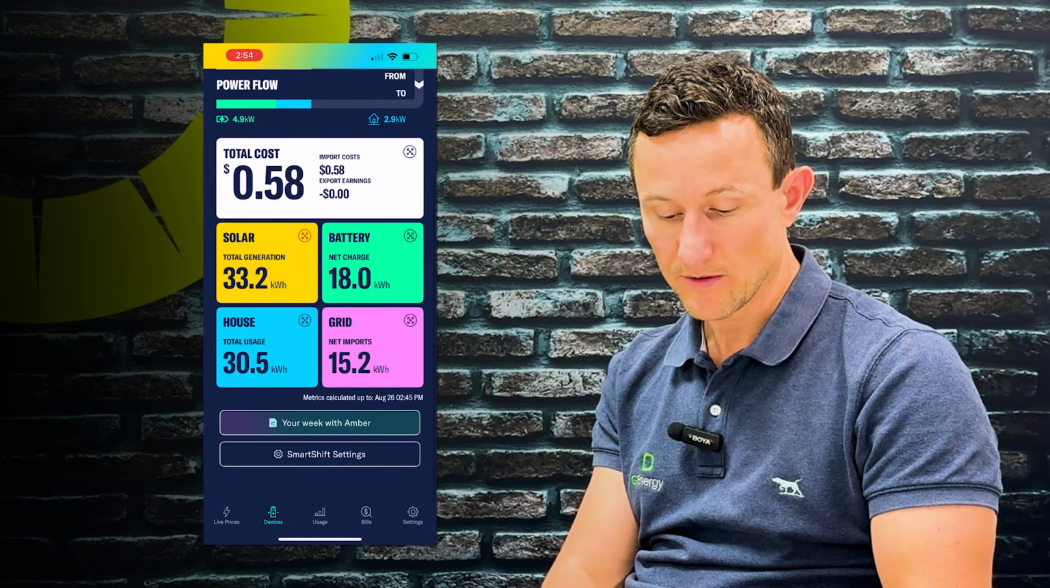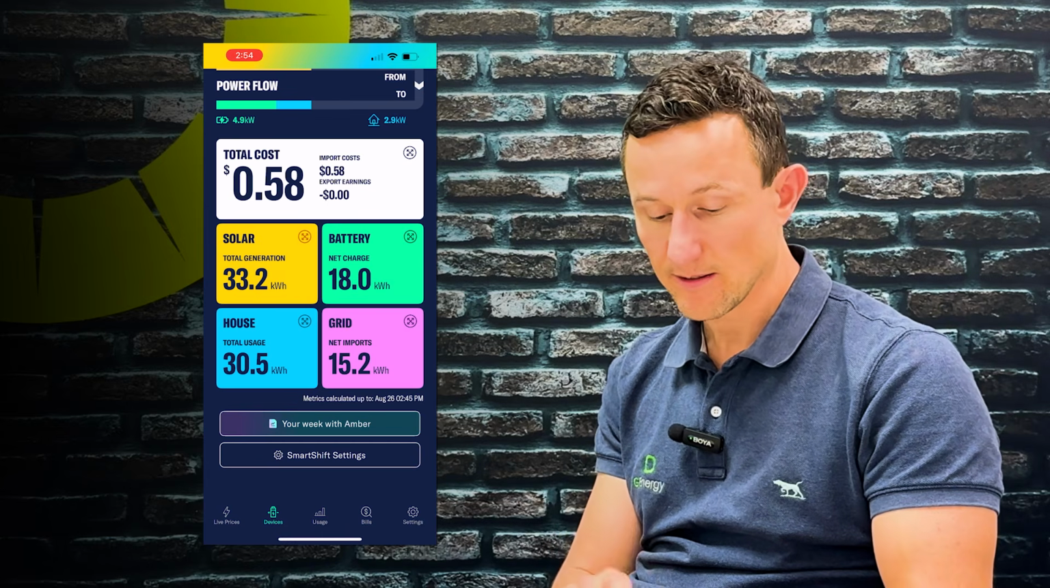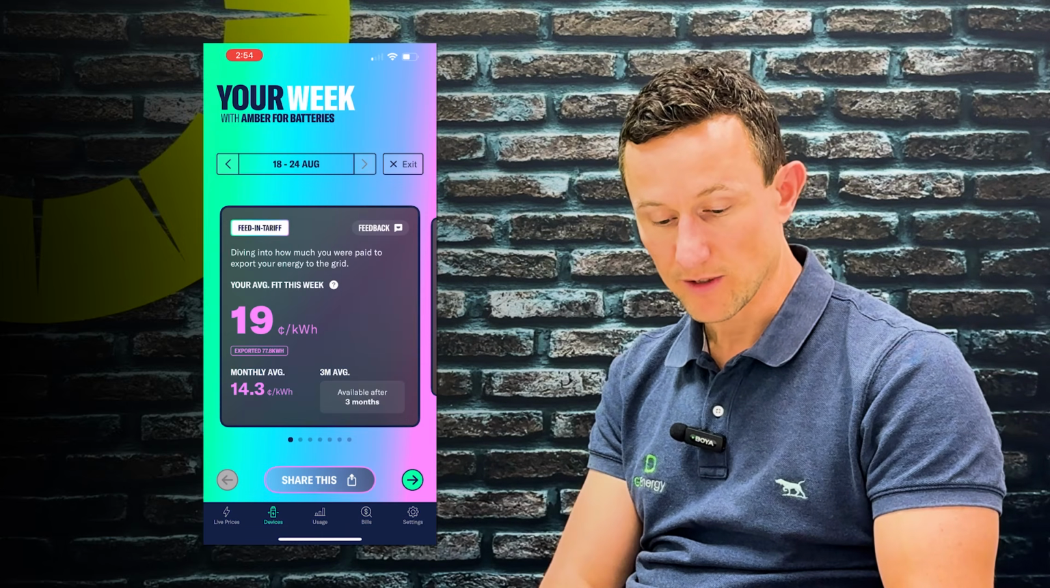The last thing on this page is your week with Amber. There's 2 different ways of getting into that. The first one is by just clicking on your week with Amber. It gives you a breakdown of that week. So it shows me here that my average feed-in tariff is 19 cents a kilowatt hour.